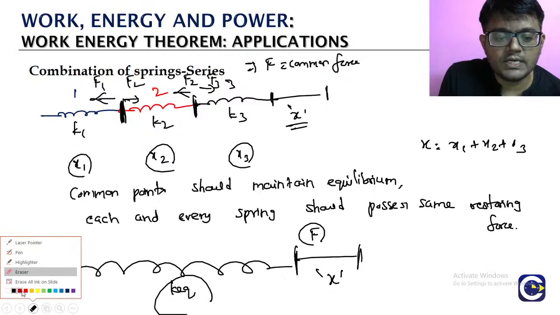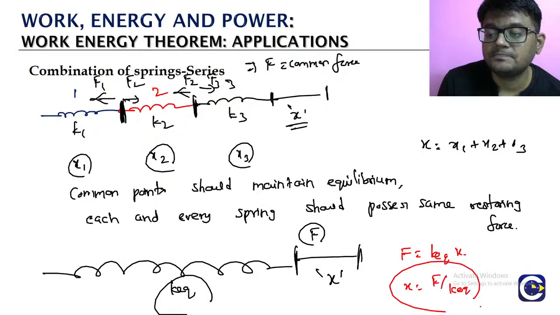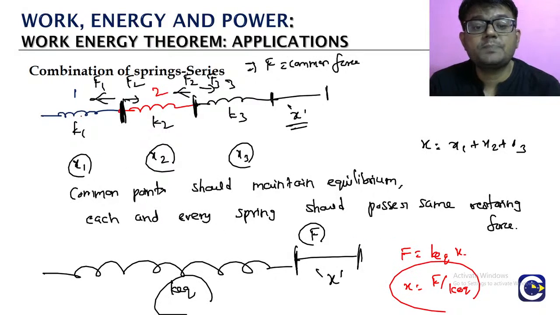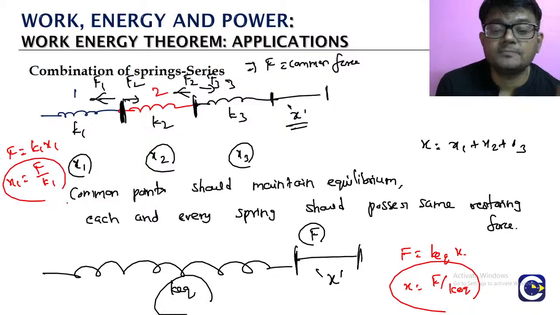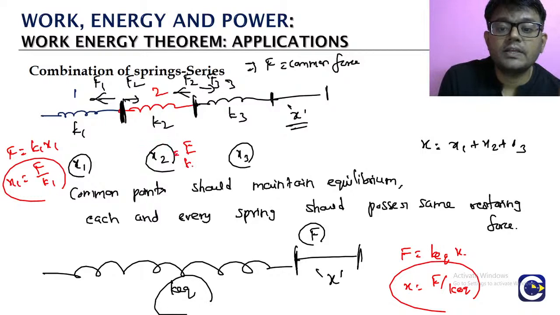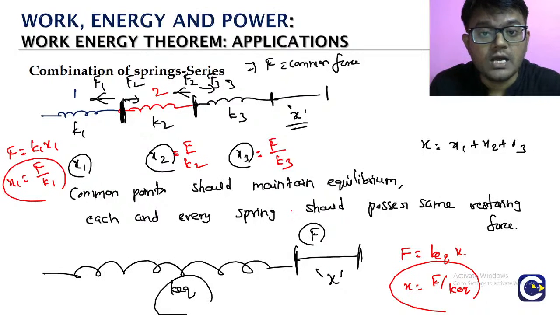So look at this. What is the relation we have? The spring force F will be equal to K equivalent into x. From here we will get x is equal to F by K equivalent. Now for spring 1, spring force F is equal to K1 into the elongation in spring 1, which is X1. So from here we will get X1 is F by K1. For spring 2, we will get X2 is equal to F by K2. For spring 3, we will get X3 is equal to F by K3. I think now you are able to understand what we are going to arrive at finally.